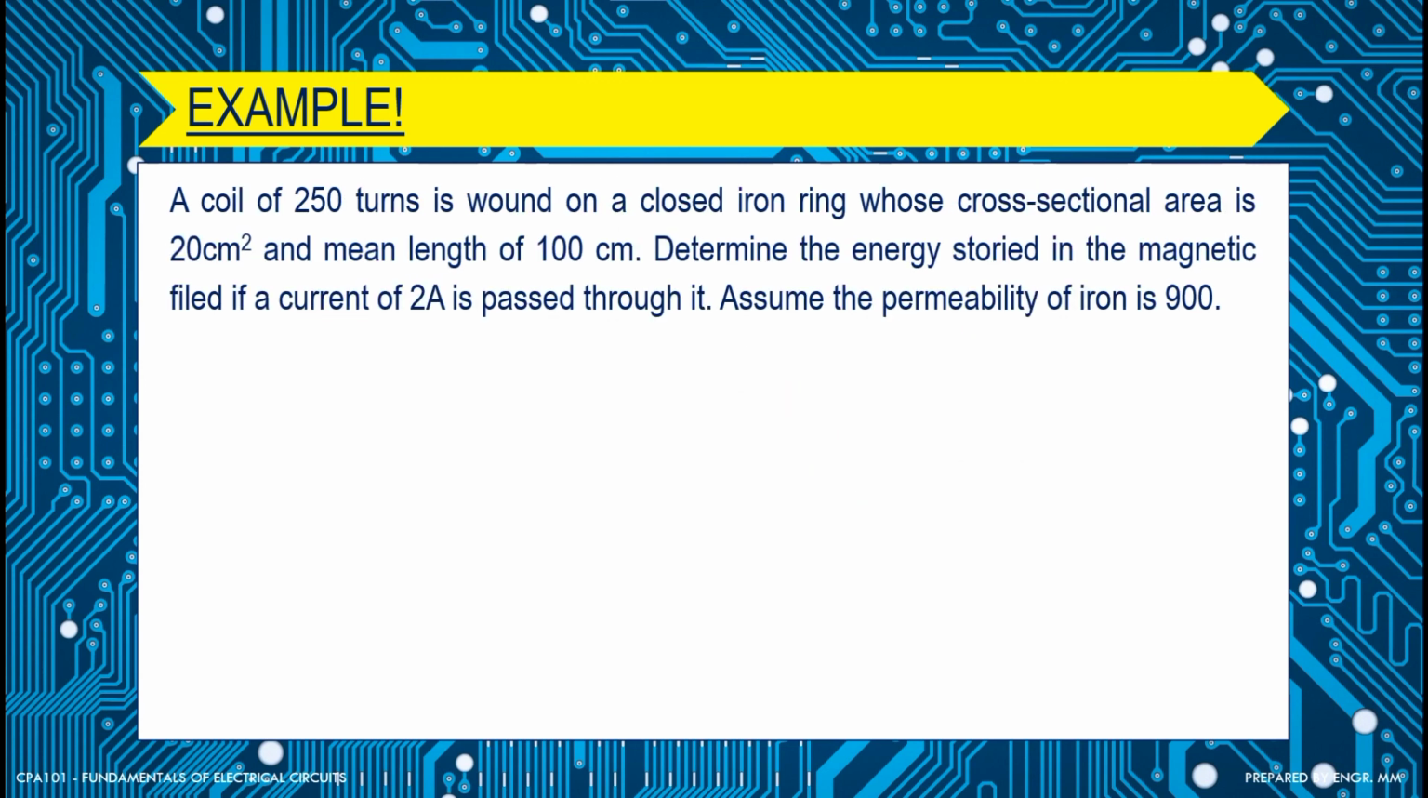For example, a coil of 250 turns is wound on a closed iron ring whose cross-sectional area is 20 centimeters squared and a mean length of 100 centimeters. Determine the energy stored in the magnetic field if a current of 2 ampere is passed through it. Assume the permeability of iron is 900. So just the same as what we did in the previous example, w_L = 1/2 Li², and L = μ0 μr A N² over l.